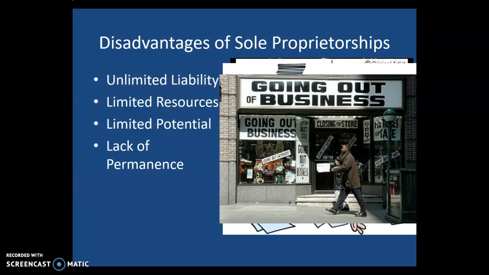Lack of permanence. Sole proprietorships will only last as long as the individual that owns the business is willing to work in the business. So what happens when you get old and want to retire? That business will cease to exist.